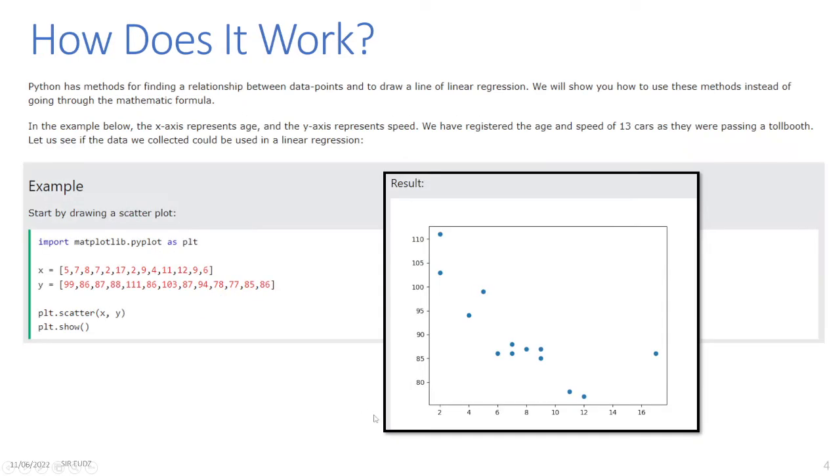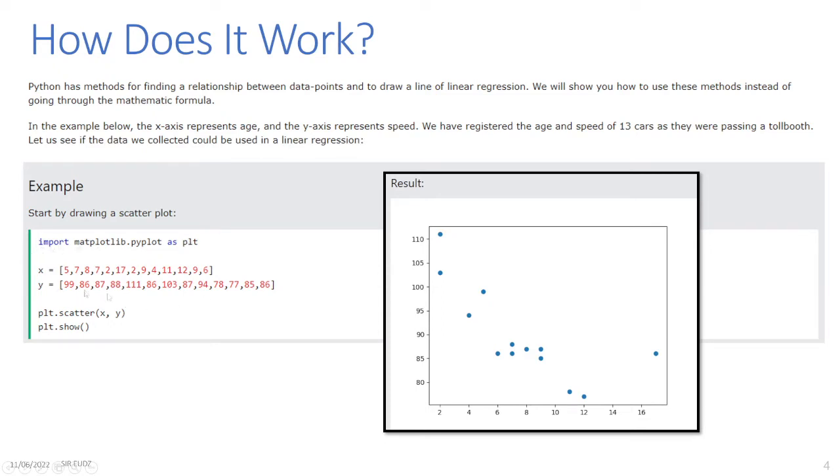Now, how does this work? Python has methods for finding a relationship between data points and to draw a line of linear regression. We will show you how to use these methods instead of going through the mathematical formula. In the example below, the x-axis represents age, the age of the car, and the y-axis represents the speed of the car. We have registered the age and speed of 13 cars as they were passing a tollbooth. Let us see if the data we collected could be used in linear regression.